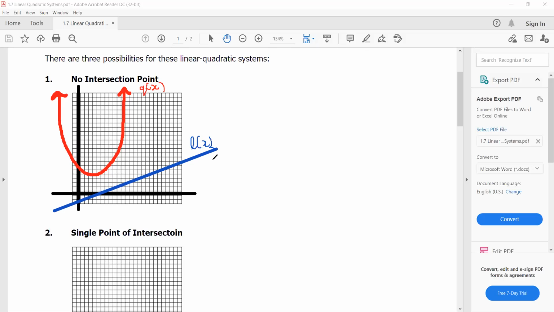You can already imagine that when we are looking at a system that involves a quadratic and a linear, there's going to be one of three different possibilities. These two functions may never cross each other, may never touch each other, may never occupy the same space. Or this line might be right there and touch the parabola at exactly one place. Or it might be up here where it touches the parabola at two different places. Isn't that very similar?